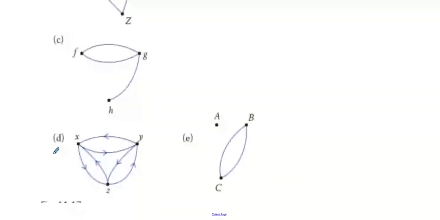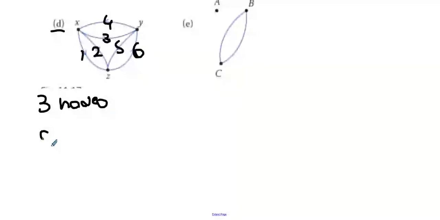Okay, I'm gonna do question D now. Once again, how many nodes and how many edges? So there's 3 letters, 1, 2, and 3. So that'd be 3 nodes. And then how many lines are there? There's 1, 2, 3, 4, 5, 6, and that'd be 6 edges. Okay. Next one.